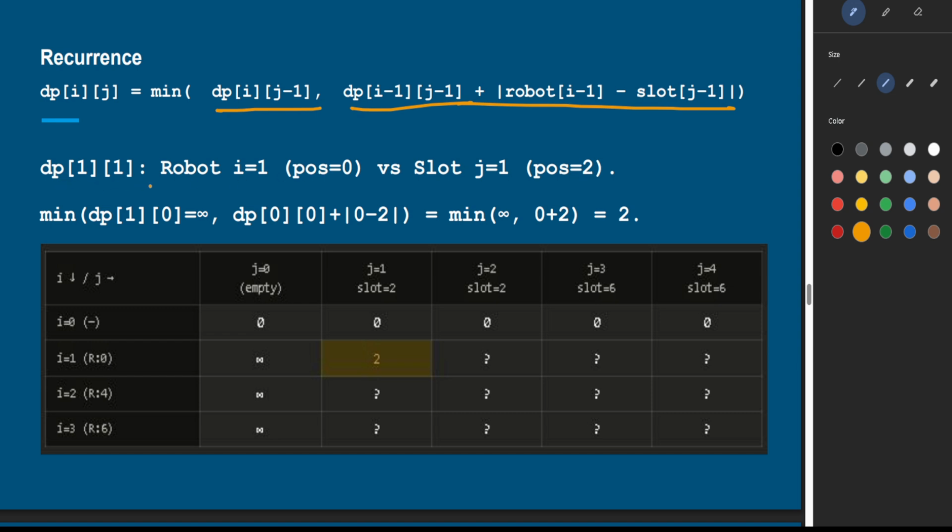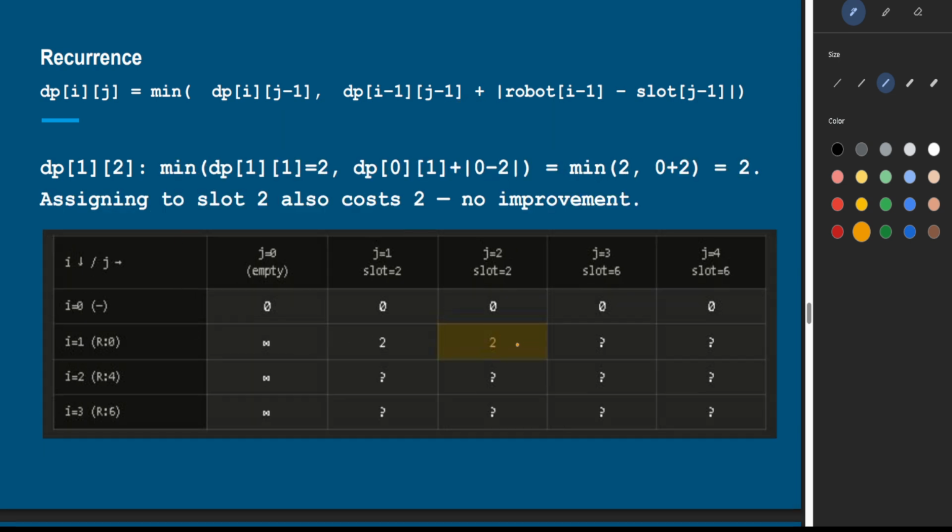So dp[1][1] uses robot i equal to 1 at position 0 and slot j equal to 1, which is position 2. So dp[1][0] is infinity, and dp[0][0] plus the distance |0 - 2| is 0 plus 2, which is 2. So the minimum is 2, and we assign the assignment value here, because this is our dp[1][1]. Similarly, we assign the value for this one.